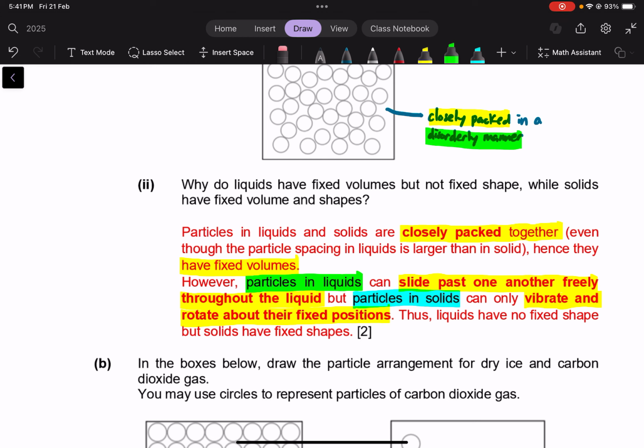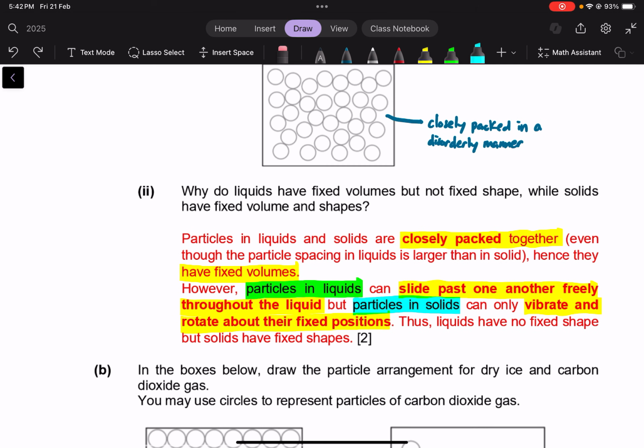Then for part 2, I think a lot of you didn't answer this portion about why liquids have a fixed volume. The reason why liquids and solids have fixed volume is due to them being closely packed together. Okay.